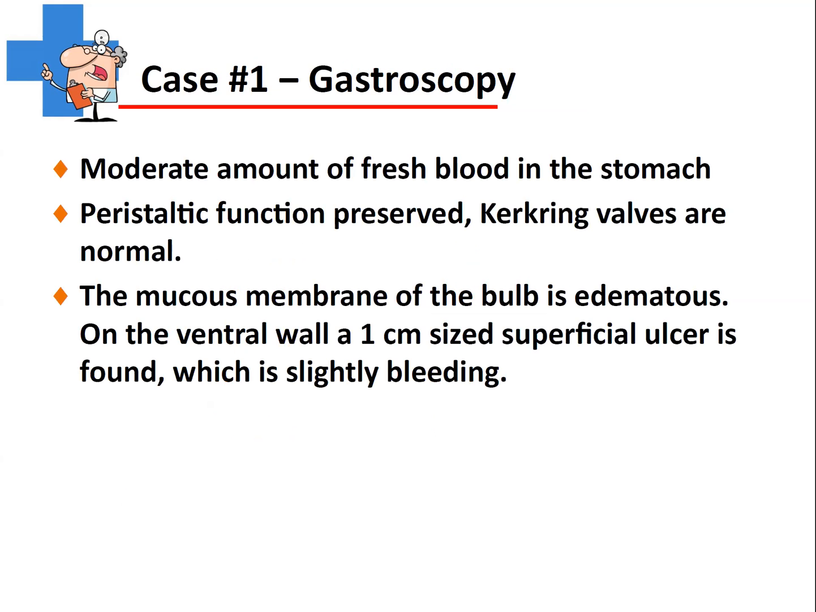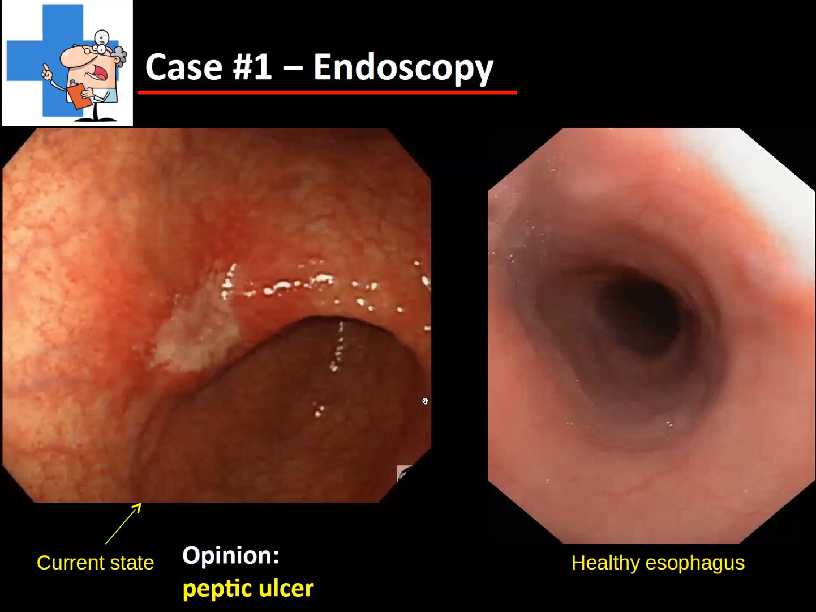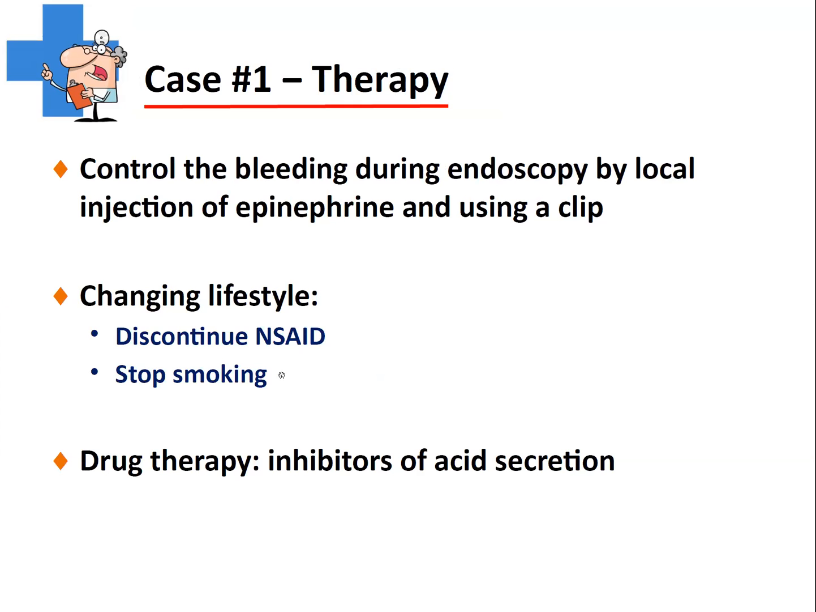Okay, let's go on. Gastroscopy showed a moderate amount of fresh blood in the stomach. Peristaltic function was preserved. Kerckring folds are normal. The mucous membrane of the bulb is edematous on the ventral wall, 1 centimeter in size. A superficial ulcer is found, which is slightly bleeding. So it's some kind of gastric bleeding the patient had. Now this is the endoscopic evaluation. The normal is on the right side, and here you see the peptic ulceration with the continuous bleeding of the patient.